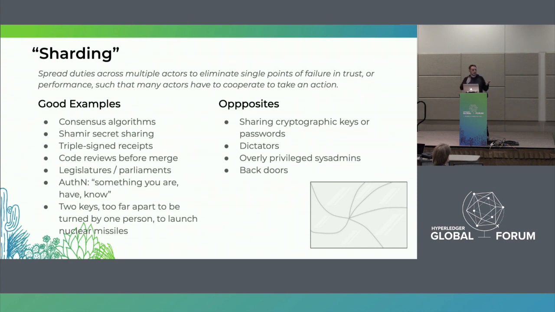Legislatures and parliaments having lots of different representatives that all show up and meet is really a human version of sharding. The notion in traditional authentication that it should consist of three things: something you are, something you have, something you know, is really an example of this pattern. You're not putting all of your eggs in one basket.